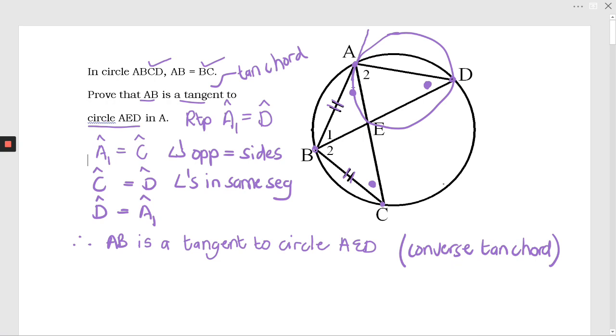Now I did talk about equal chords, equal angles, so I could have done this even quicker. I could have just said, well, BC subtends A1, AB subtends D, therefore I could have said alternatively here, A1 equals D, with the reason equal chords, equal angles, and then gone straight to my answer from there.